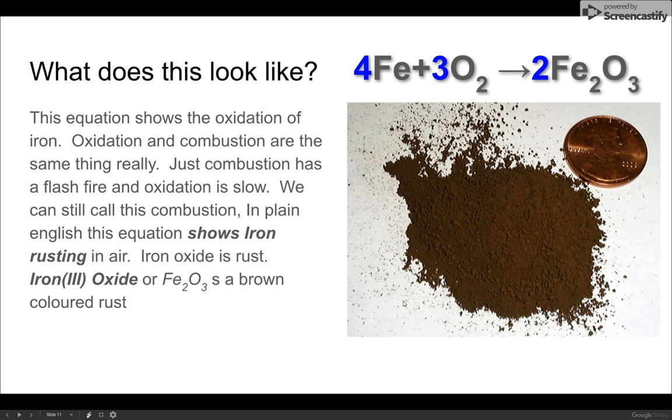It would look like this. Okay? So there you go. You've made some rust properly.